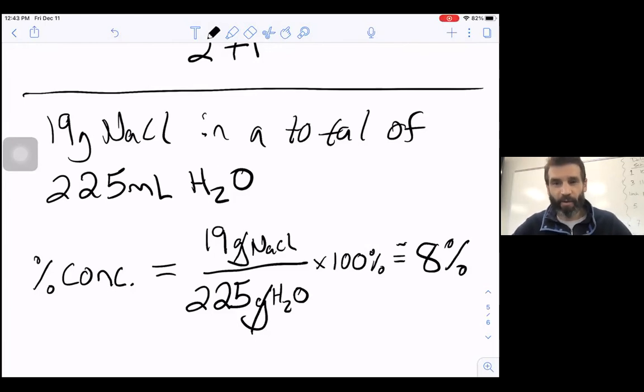Okay, so that's how I want us to do percent concentration for the test and for knowing about this for science. All right, I hope that helps clarify things.